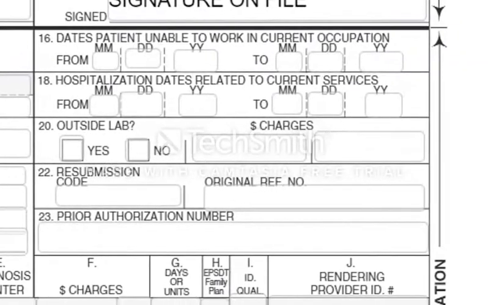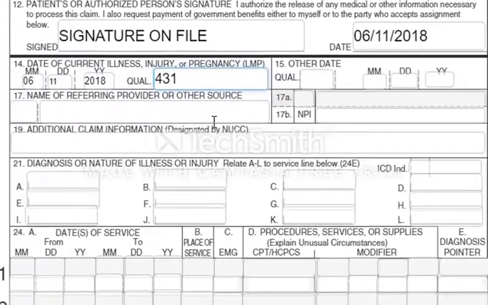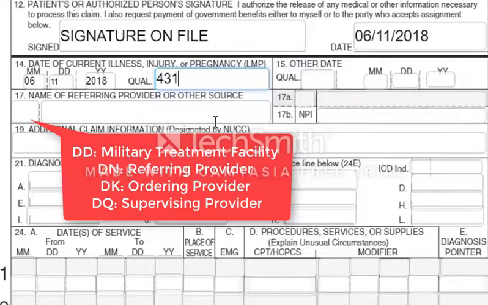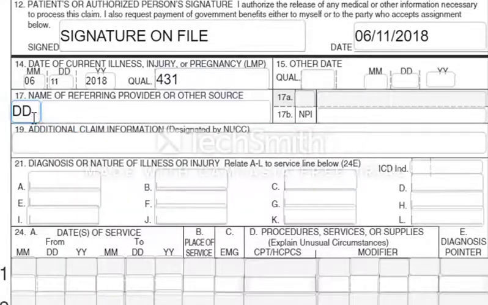And Block 16 we will leave blank. Block 17, if we have a referring provider, we will go ahead and put the abbreviation DN with the referring provider's name in. If we are doing military treatment facility, which is common with both TRICARE and CHAMPVA, we're going to put the abbreviation DD for military treatment facility. We are also going to attach Form 261 or SF513 that can be found from TRICARE or CHAMPVA.